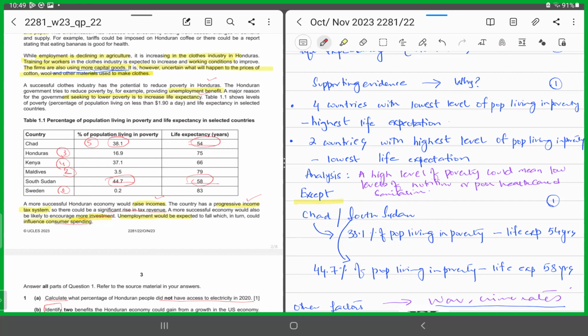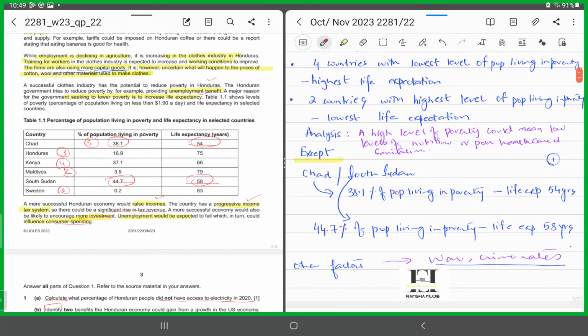And why, what makes you say that? You're going to mention that because 38% of the population living in poverty, Chad has a life expectancy of 54 years. On the contrary, South Sudan, with the percentage of population living in poverty at 44.7%, has a higher life expectancy of 58 years. So then you're going to say, what could be the reason behind this?